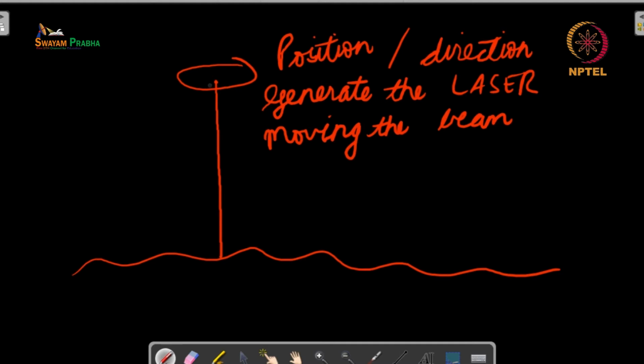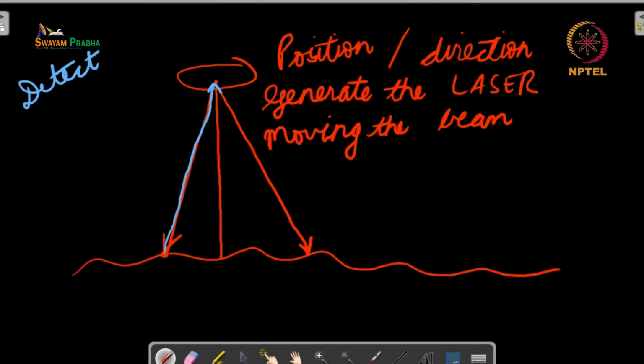So this laser beam can be moved. It can be moved like this, or it can be moved like this. Now if you have a laser beam that is moving like this, then it will interact with this surface at this point, and we will get a return laser.